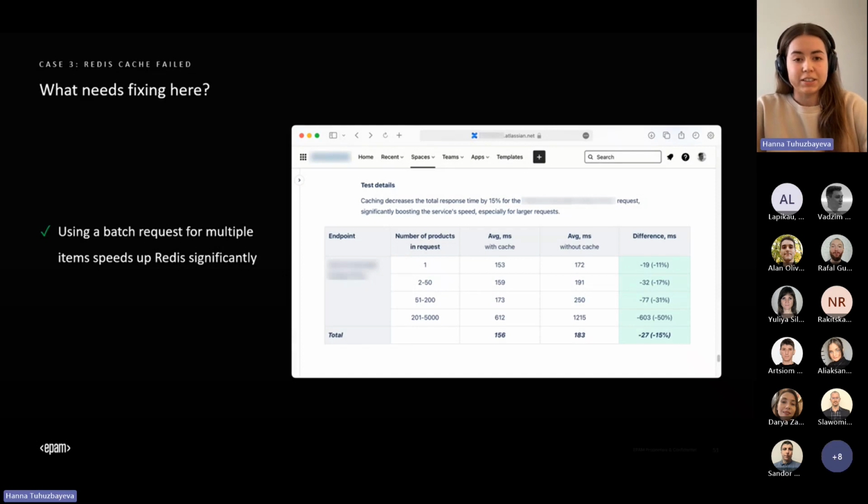After some analysis, we realized that we were not bundling our requests to the cache. Instead, we were making individual requests for each item. So we started sending a bunch of items in a single request. And this made Redis much faster, improving its performance significantly.